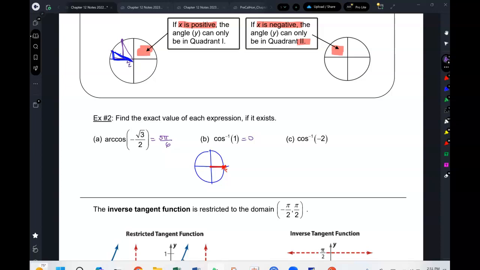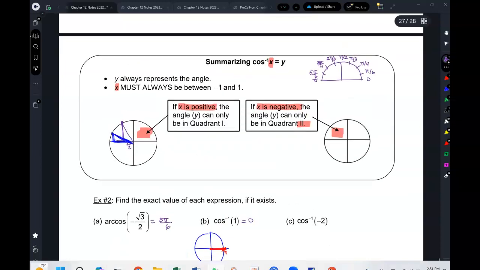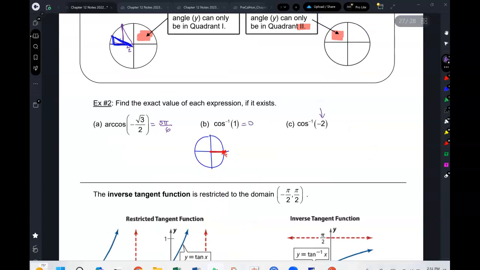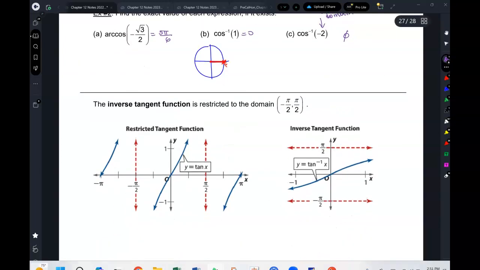So inverse cosine of negative 2. This is a trick question because I've always said that x must always be between negative 1 and 1. Because negative 2 is not between negative 1 and 1, this is out of domain. So this doesn't work. This doesn't exist. Okay? Just like when I give you, let's say, cosine of an angle, you can never get more than 1. You can never get less than negative 1, right? This is going the opposite.